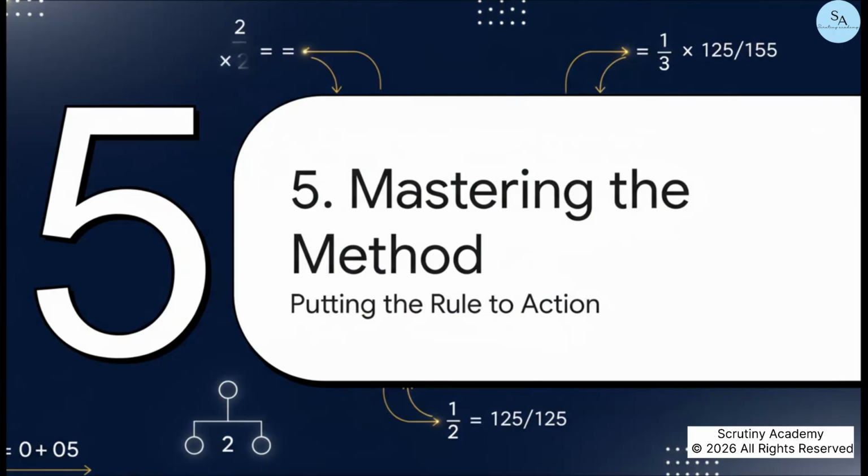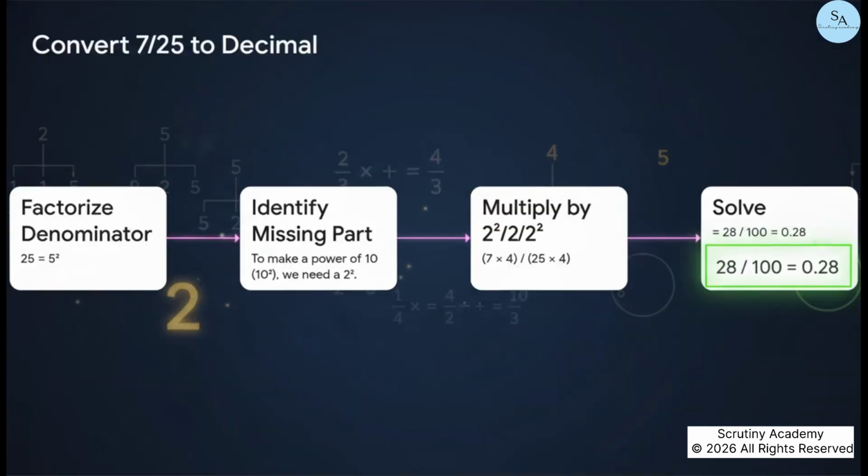Knowing the rule is great, but using it to save you time and work, that's even better. Let's see how this knowledge lets us convert a fraction to a decimal without doing any long division at all. Let's take 7 over 25. First, we factorize the denominator. 25 is just 5 squared.